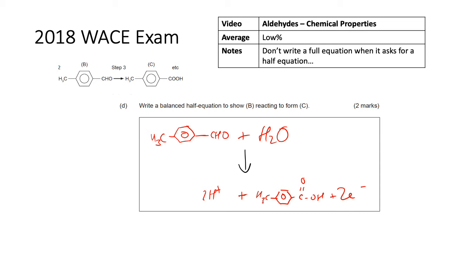I don't think it required any states, but what they did say in the marker's note is that a lot of kids just wrote a full equation, with the potassium permanganate or something else like that. Only write a half equation if they're asking you for a half equation. Make sure you read the question. All right. Also take note that don't just think that everything that makes a carboxylic acid has 4 hydrogens. Remember, it only has 4 hydrogen ions if it's going straight from an alcohol to a carboxylic acid. All right.